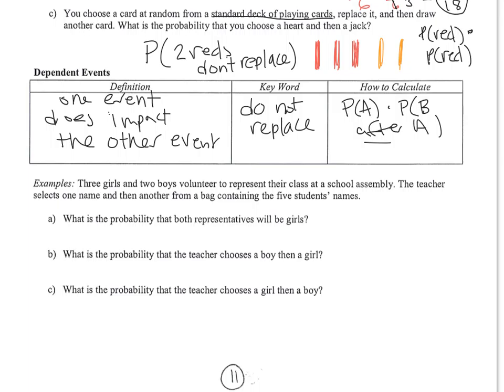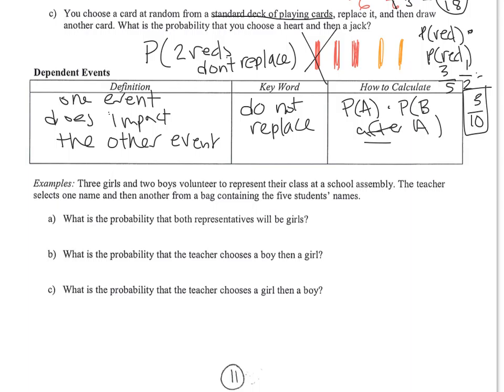So the probability of a red is 3 out of 5. Then we're going to take a red out and not replace it. So pretend that this red is gone. Now the probability of a red is 1/2. So the answer is 3/10.